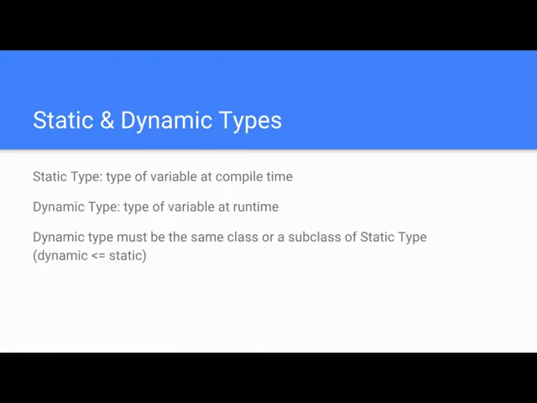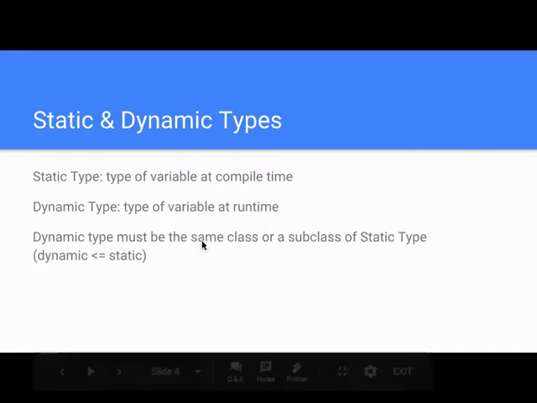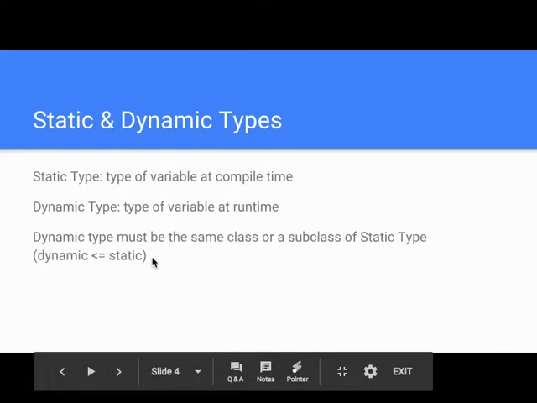Static and dynamic types. So a static type and dynamic type are two types that we can associate with every single variable instantiated and declared in Java. So the static type is basically what's to the left of the equal sign, and it's basically the type that the compiler knows during compile time. And the dynamic type is to the right of the equal sign, and this is what the program knows during runtime. Also, another observation is that the dynamic type must be the same class or a subclass of the static type. In other words, dynamic must be less than or equal to static. It's kind of a nice way to think about it.